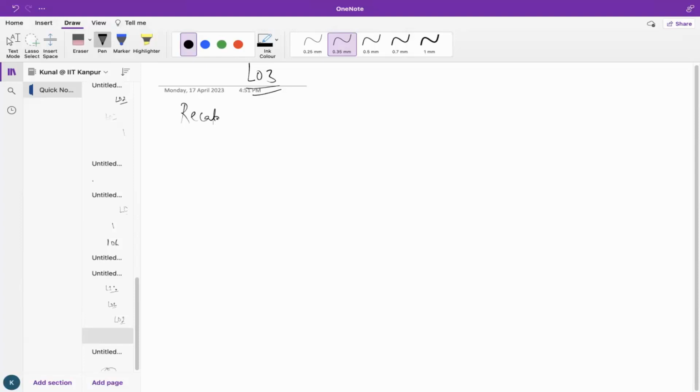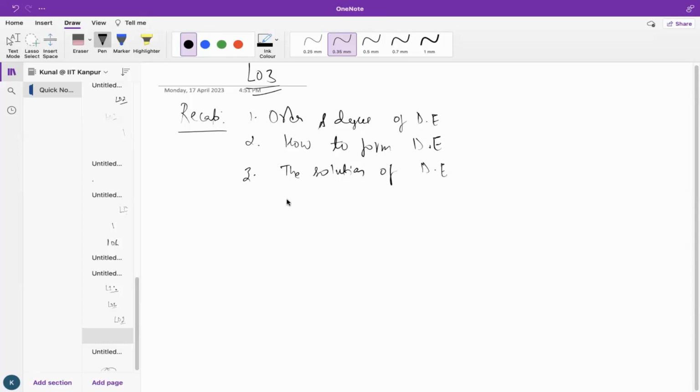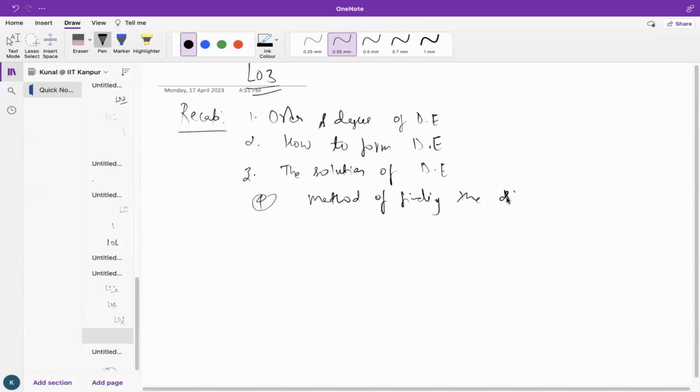We actually know about the order and degree of a differential equation. Then we know how to form a differential equation, and then we know the solution of a differential equation, in which we were studying the methods of finding the solution of a differential equation, right.